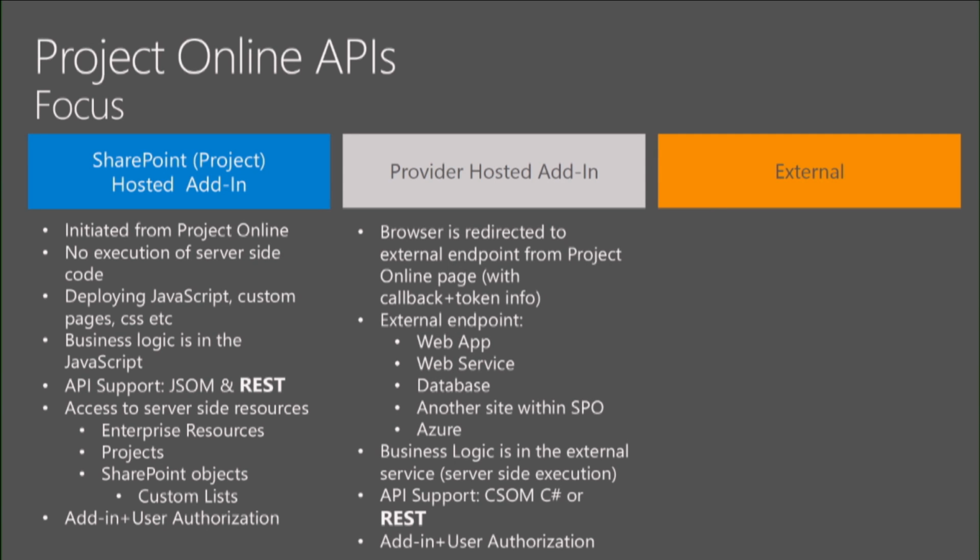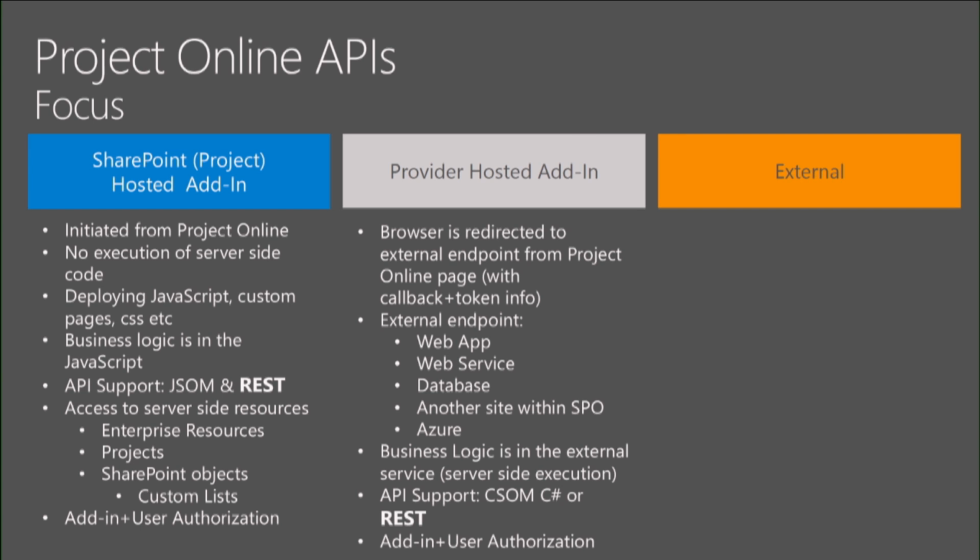The second one is a provider-hosted add-in. This flow is slightly different. It still starts from Project or SharePoint Online. When the user clicks on your particular add-in in Office 365, it'll redirect to the server that you've chosen to set up. Part of that redirection is that we will include a bunch of callback, context, and token information. And then the provider site can take that information and start rendering whatever pages it needs.